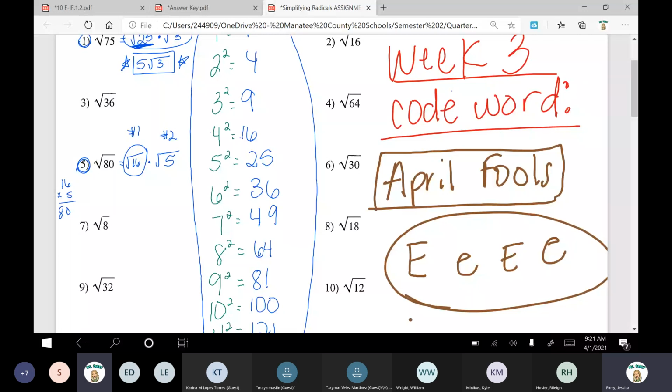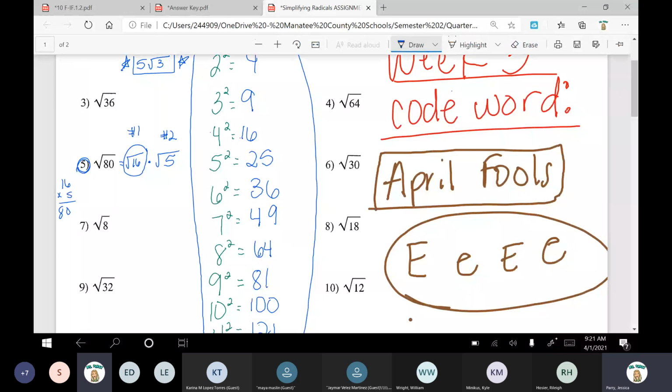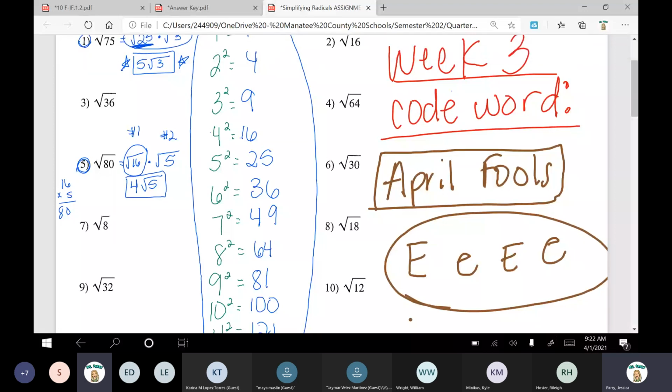And you can type that in the chat for me. Square root of 16 is 4. Perfect. So here's my 4. And then I'm just going to drag down that square root of 5. This is my final answer here for number 5, the 4 times square root of 5 that I put a box around. That is my final answer. All of this here, I just showed my work. Okay, let's do another one.